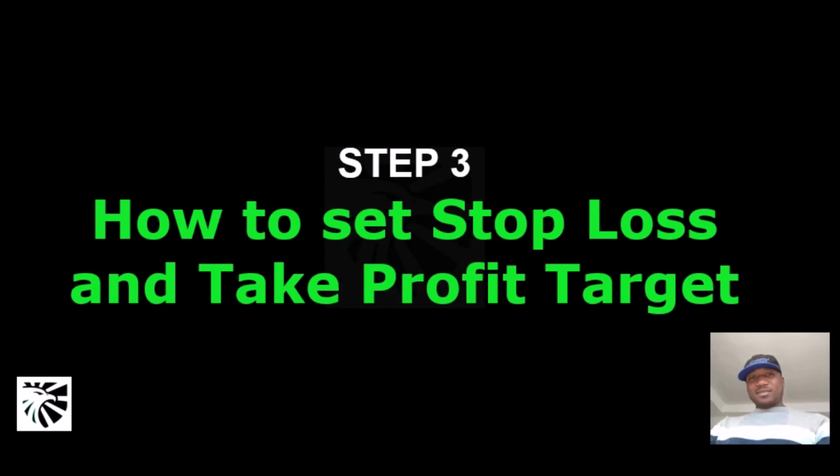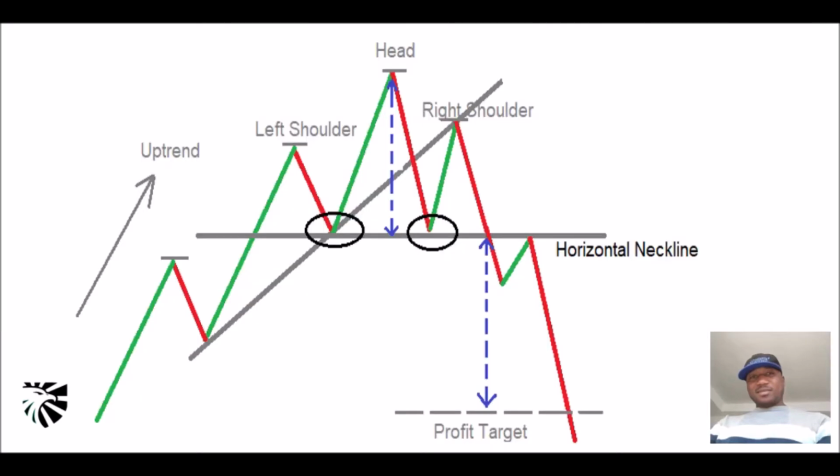So let's go straight in. Here, this is a horizontal neckline. The horizontal neckline is one of the necklines that I said is considered to be low risk and high reward ratio. And if you are trading the head and shoulders pattern, you want to consider trading it this way. Now step 3: how to set stop loss and take profit targets.